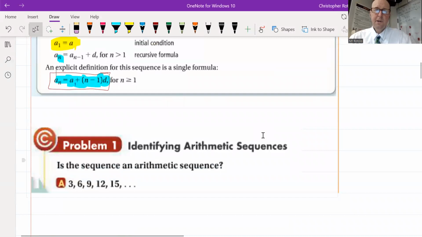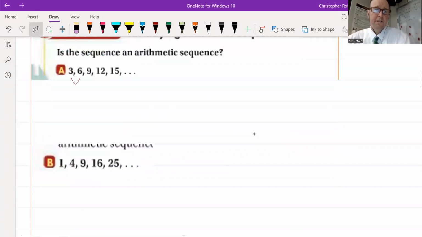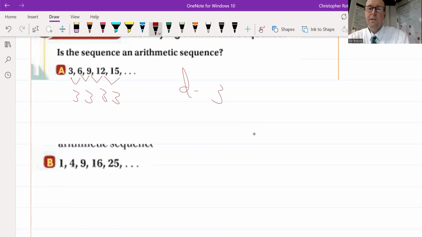So the first question is, how do I identify if something is arithmetic? So all I do is I go like this. That's from 3 to 6, that's plus 3. From 6 to 9, it's 3. From 9 to 12, it's 3. From 12 to 15, guess what? That's 3. That means the common difference is 3. Some other questions we'd have to deal with is what was the first term? So that first term happens to be 3. And so we'll say a sub 1 or just a is 3.